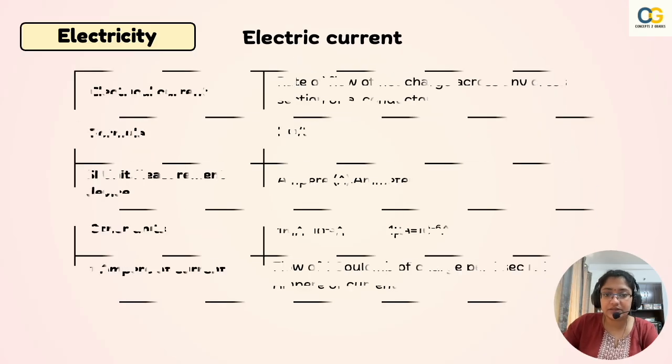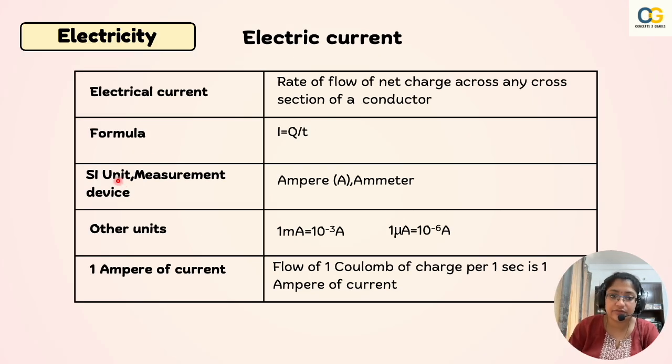Now, the unit with which we measure this is called ampere, represented by an A, and it is measured using the device ammeter. And the other units that we use: 1 ampere of current is a very huge current. So the general currents that we usually have are 1 milliampere, which is 10 to the power minus 3 amperes, and 1 microampere, which is 10 to the power of minus 6 ampere. The current that flows through our body through electric signals is in the range of nanoampere, which is 10 to the power minus 9 amperes.